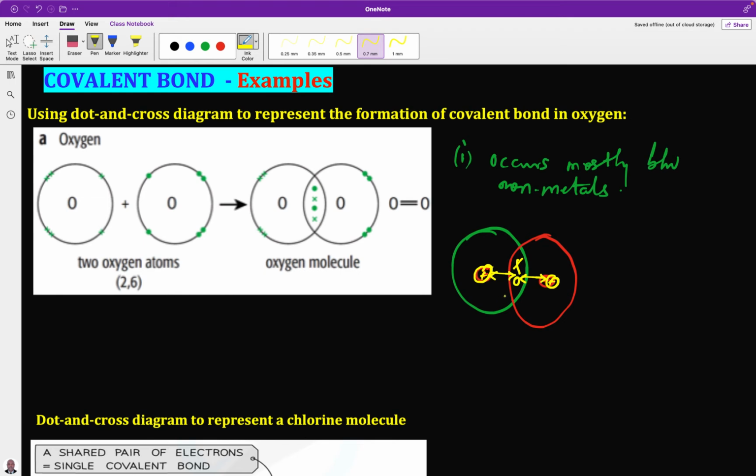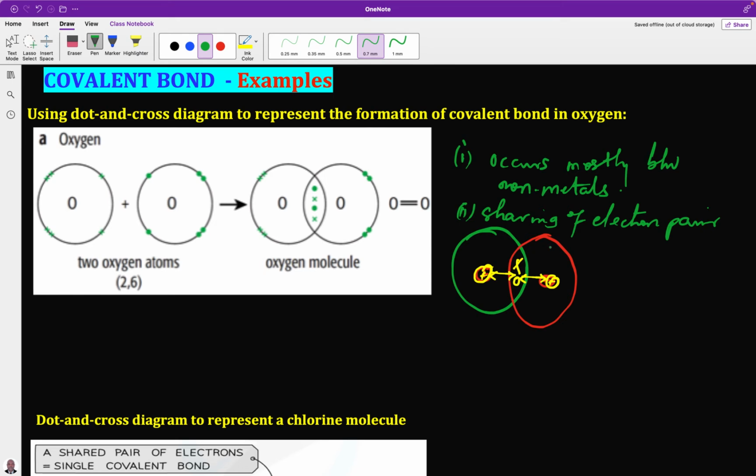Once more, the covalent bond is the electrostatic force of attraction between the nuclei of 2 atoms and a shared pair of electrons. So, in covalent bond, it occurs mostly between nonmetals. Secondly, it involves sharing of electrons, sharing of electron pair.